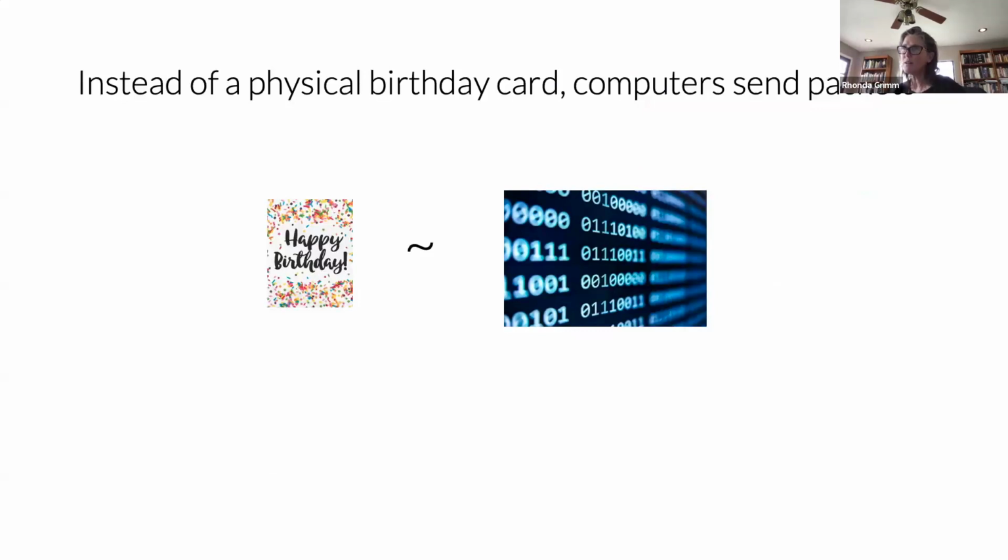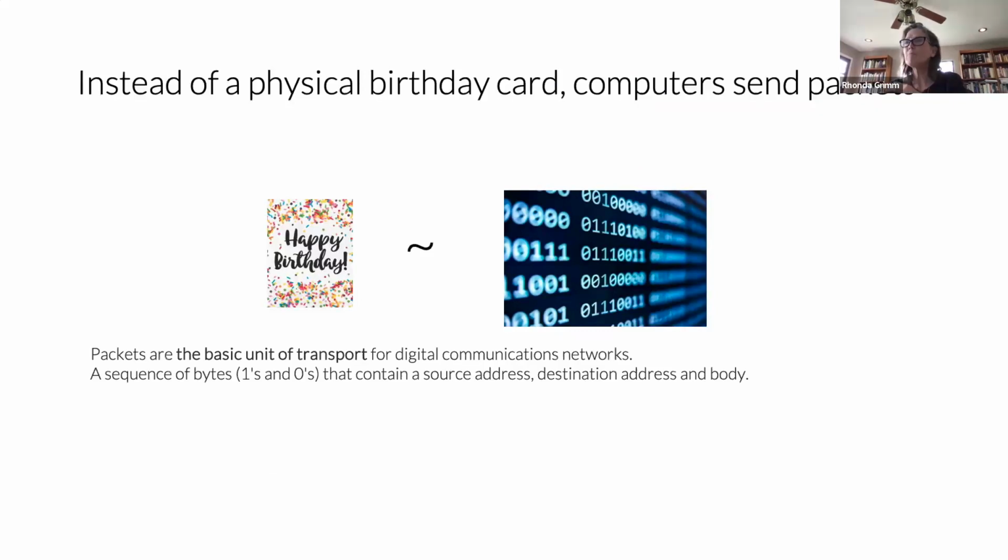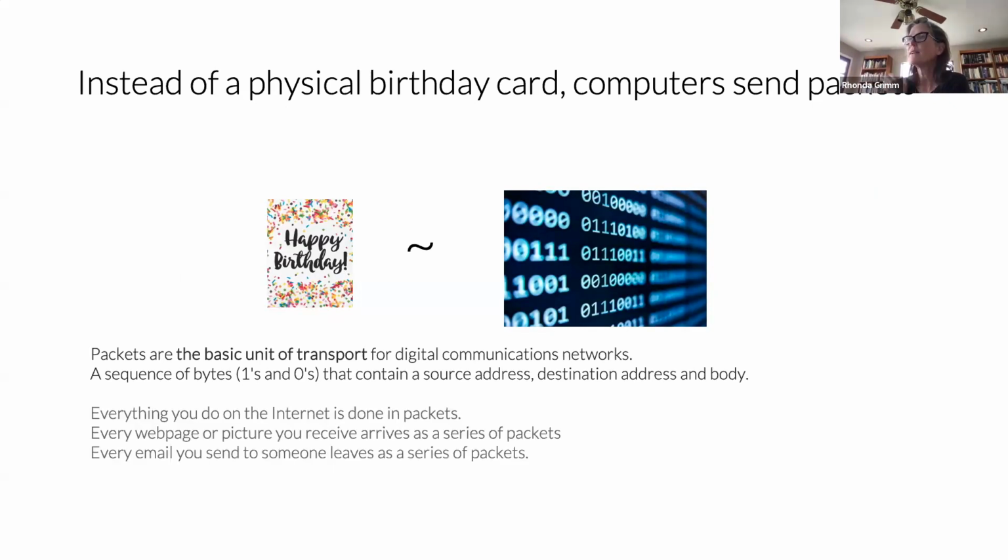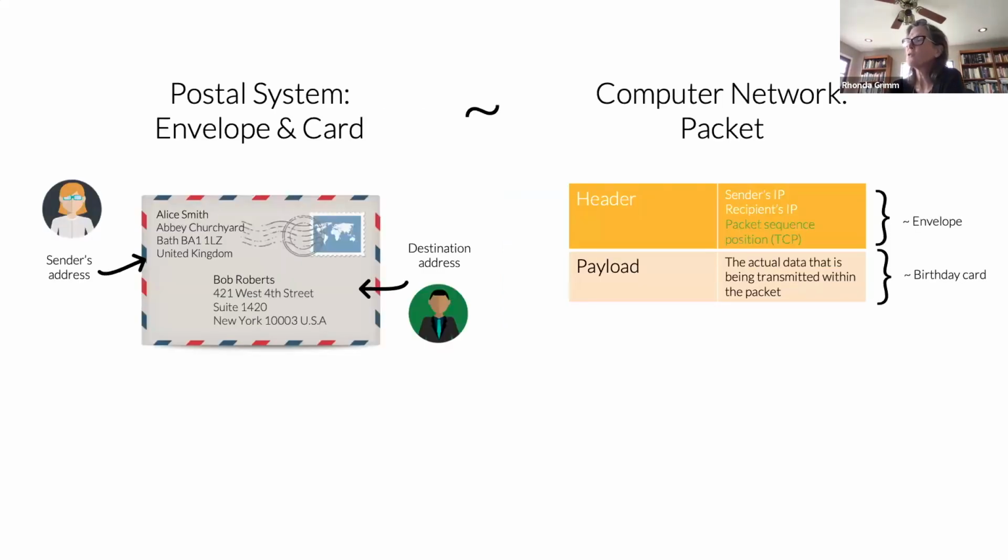Well, in computer networks, you're not sending a birthday card, you're sending a packet. And packets are truly the basic unit of transport. They're just a bunch of ones and zeros, and they contain a source address, a destination address, and the body. Everything on the internet is done in packets. Every web page, every file, every picture you receive from your cousin arrives as a series of packets, and everything you send out, every email, leaves as a series of packets. So everything comes down to packets.